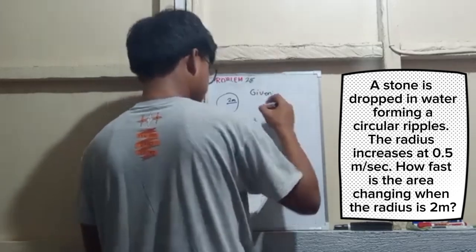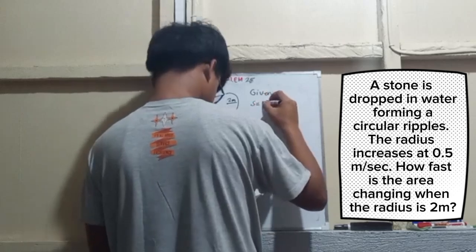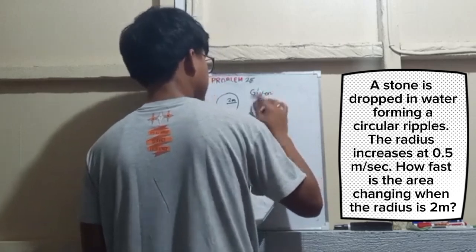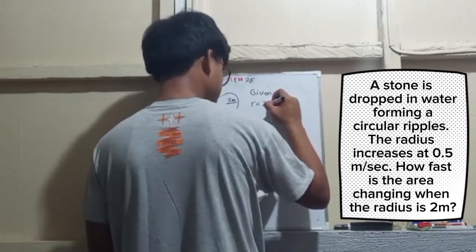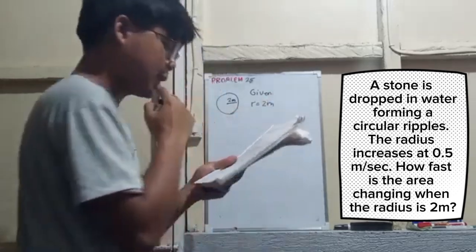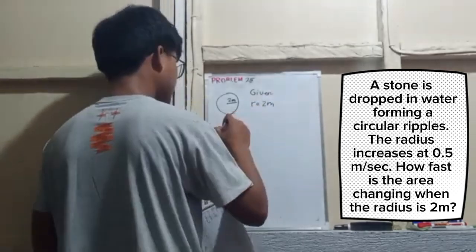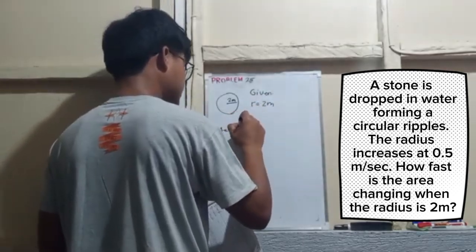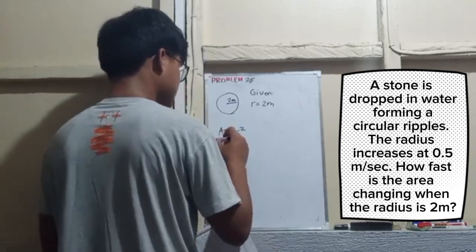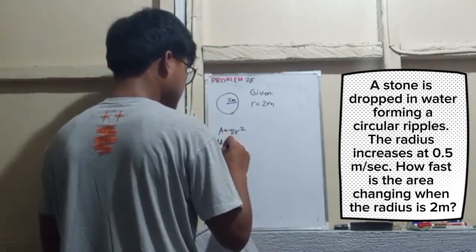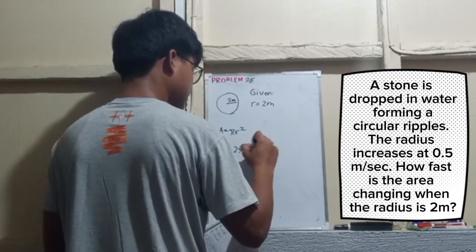as r, rather, as 2 meters. And now, in getting the area of a circle, the formula is A is equal to pi r squared. Now, we'll differentiate the formula. So, we'll get dA over dt is equal to 2 pi r dr over dt.